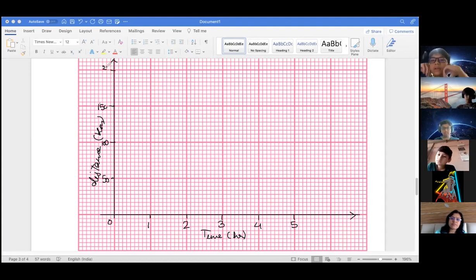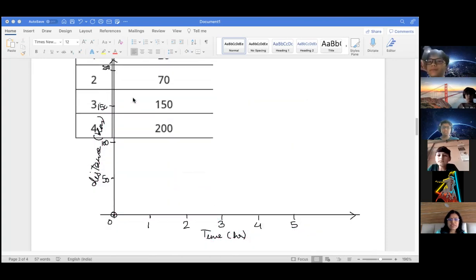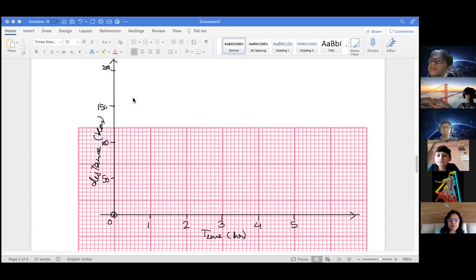Ma'am, it was written 20 and then 70. No, you have to plot that way, no? Distance you will have to take equally, okay? Now how do we plot 1 hour? At 0 it was 0, so at 0 time you will plot 0, okay? Now what is the table? First it is 20. 20, 70, 150, 200, okay?